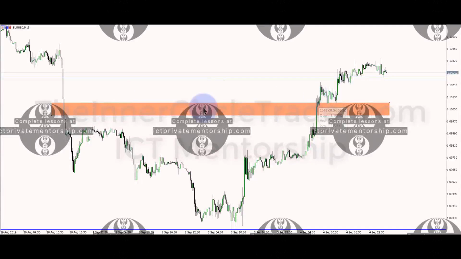So IPDA remembers, because of this imbalance, it understands that this area here, it wants to return back to multiple times. So you don't see this as a demand zone in supply and demand. You wouldn't see this as an area to buy because it's just simply an imbalance.